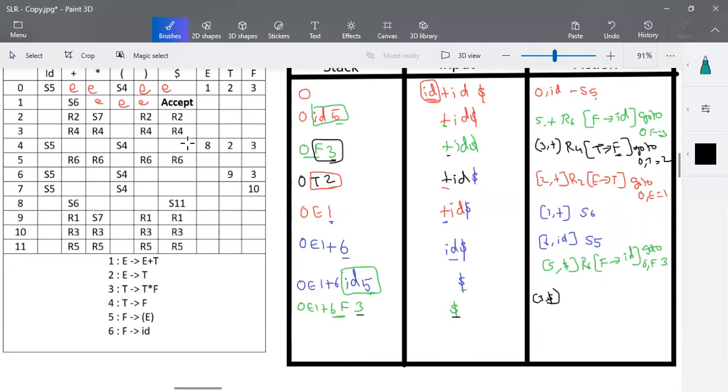3, comma dollar, it consists of R. R means reduce with prediction number. It is R4. Reduce with prediction number 4. Prediction number 4 is T tends to F. So T tends to F. So we have to pop out until we have an F. So these two elements will be popped out of the stack.